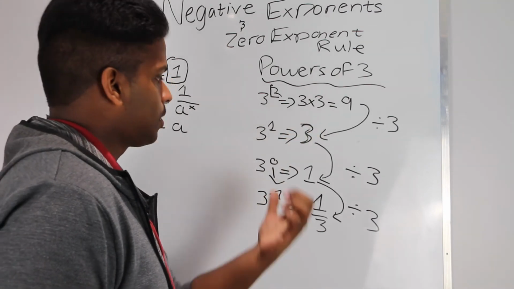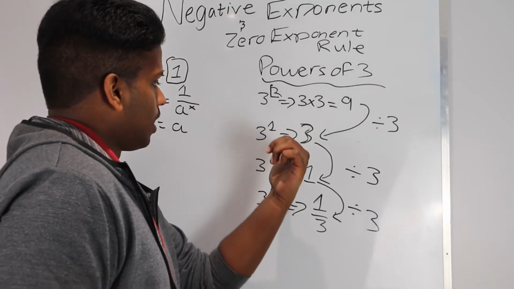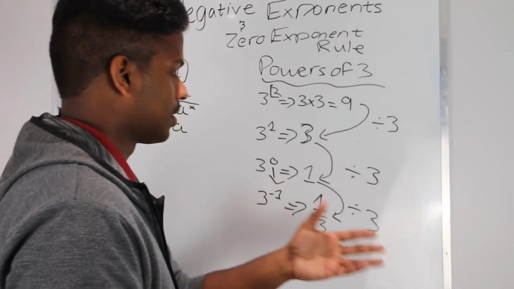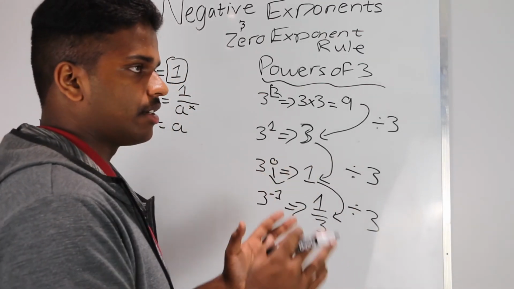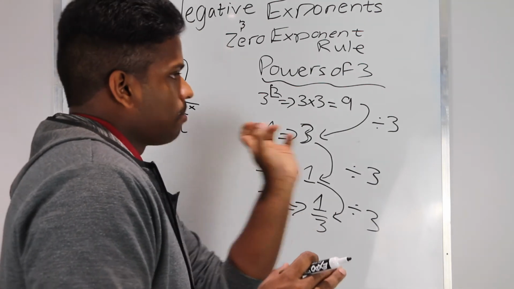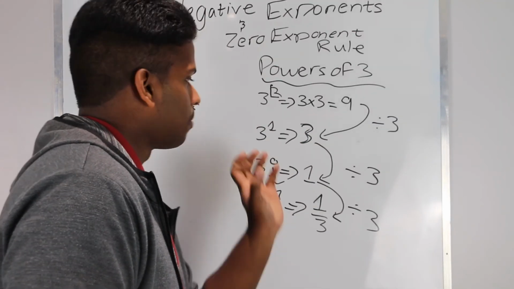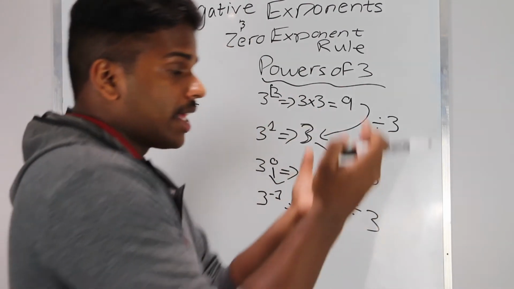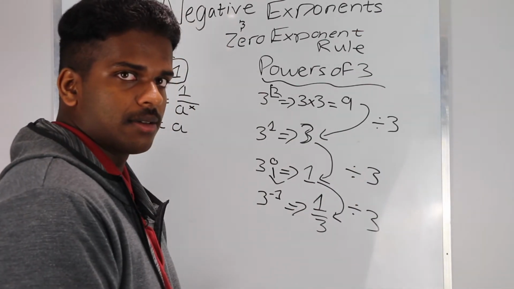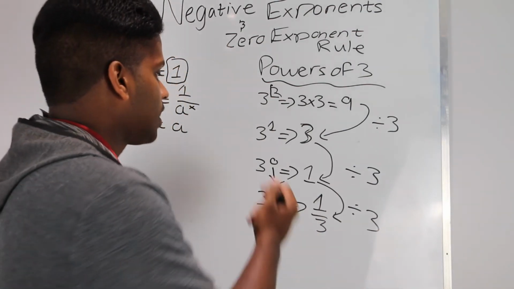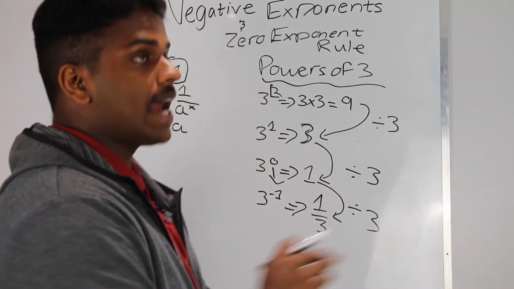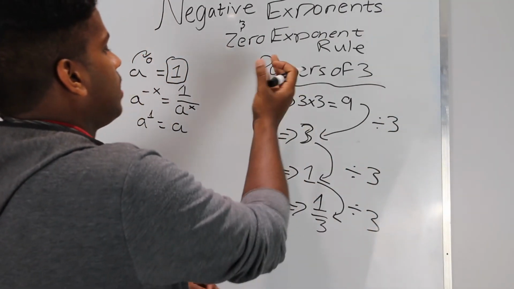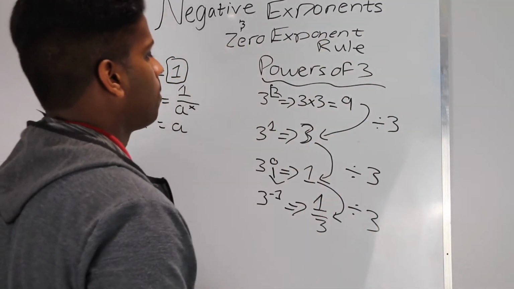So that is why 3 to the power of 0, or any number to the power of 0, gives you 1, because you're dividing by whatever your base is. The base by itself to the power of 1 is the base, and then that number divided by your base, the base divided by base, will give you 1. So that is why any number to the power of 0 gives you 1. That is how we come to our zero exponent rule.